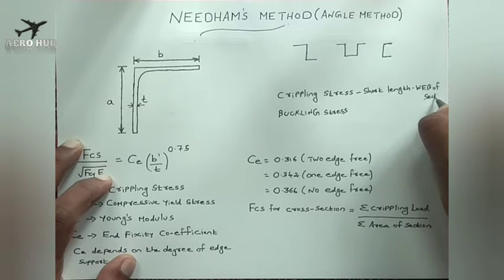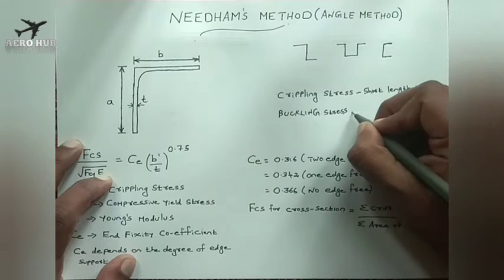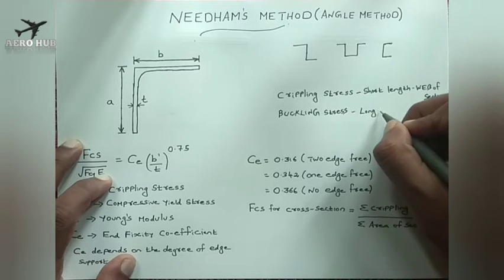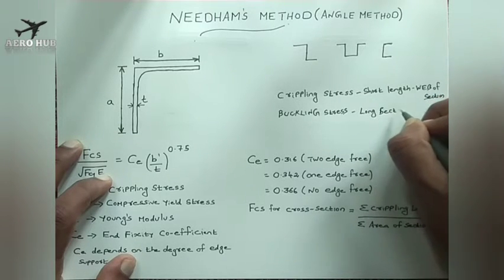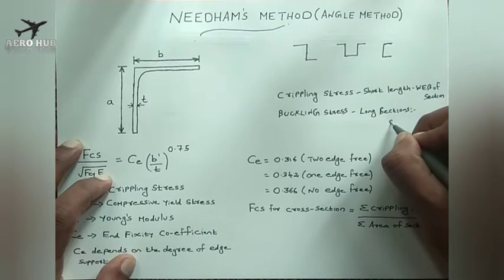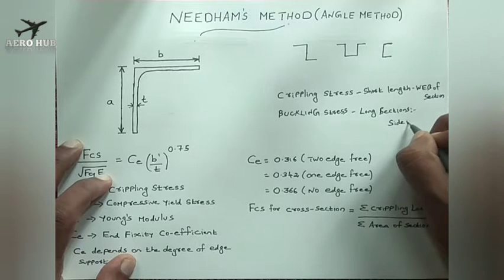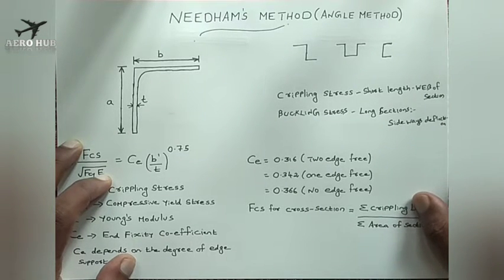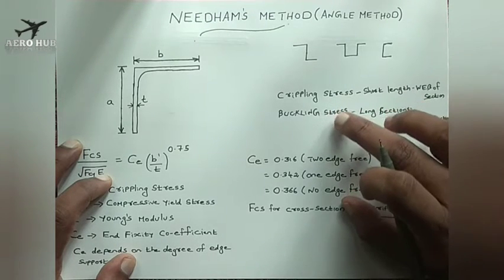And the buckling will be for long length sections, and this is nothing but sideways deflection. So in general we can conclude that for a section which is very short there will be crippling when compared to buckling.